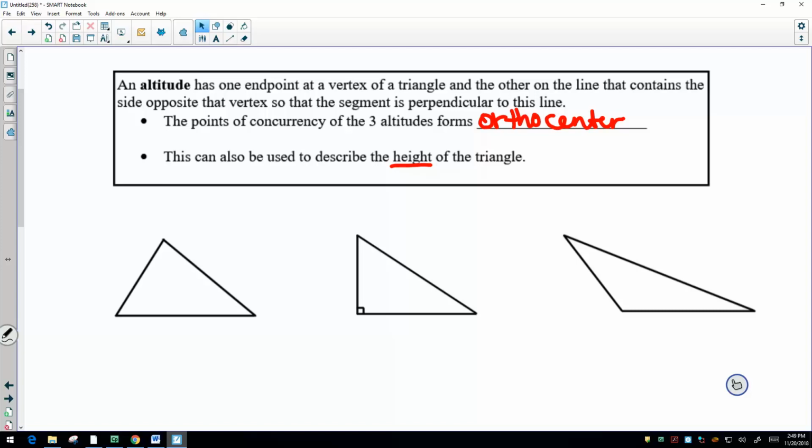We have to memorize their names, and we have to memorize where they intersect. So maybe flashcards would be helpful to get this committed to memory.